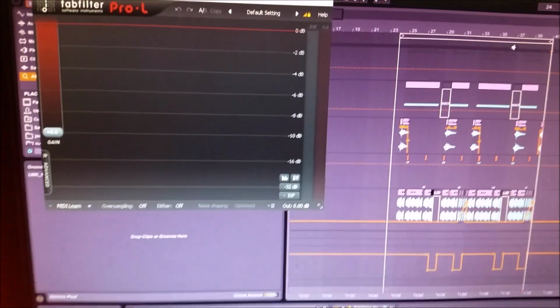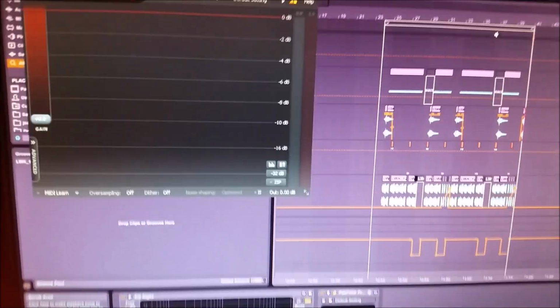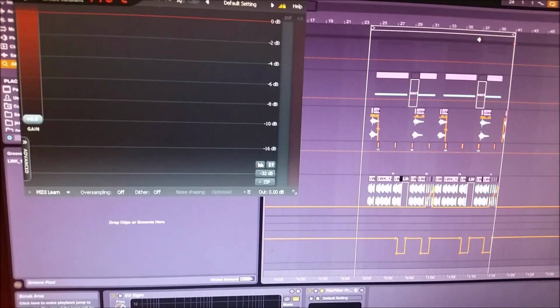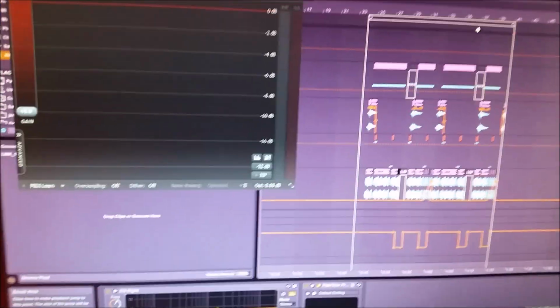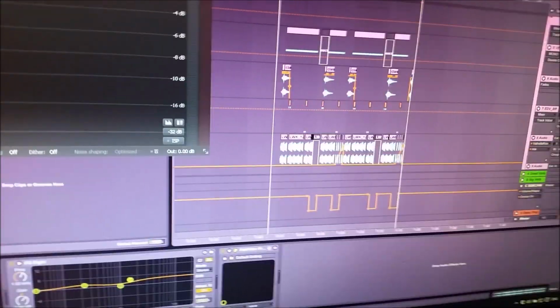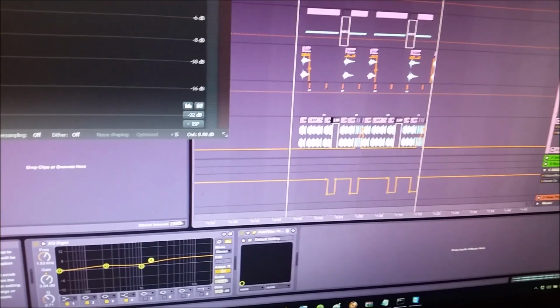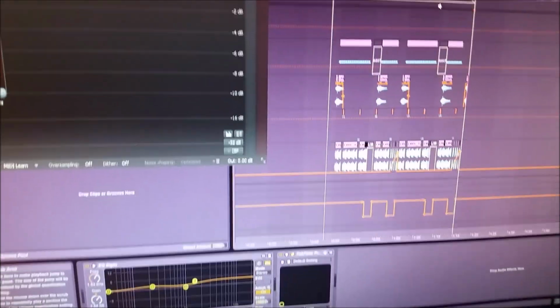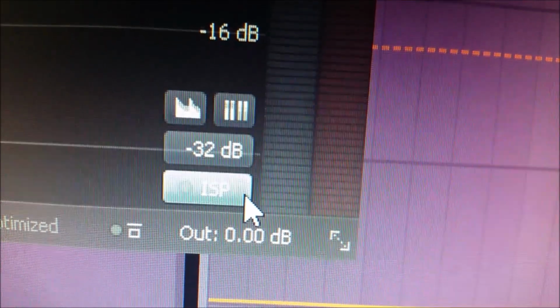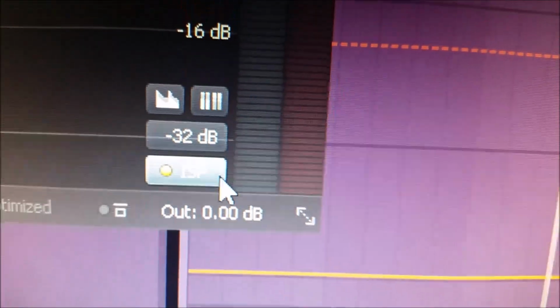Now that we understand what intersample peaks are on a more technical level, you have to ask yourself, how do I measure them? How do I know what's going on? Well, it sucks because there are not a lot of tools available to actually measure intersample peaks. Pro-L is an extremely good limiter because, look at this right here. Have you ever wondered what that means? It's a little blurry, but it says ISP. It means intersample peak detection. Boom, turn that on.